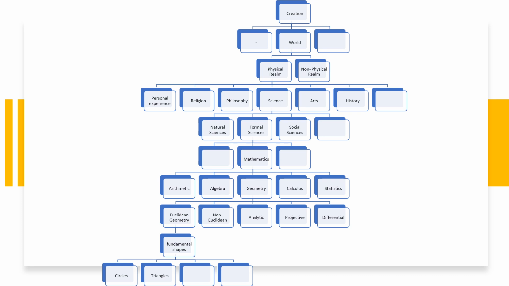Let's focus on geometry now. Geometry can be further classified into Euclidean geometry, non-Euclidean, analytic, projective, differential geometry, and multiple other things, right? Taking Euclidean geometry, it talks about fundamental shapes, for example dots, circles, lines, triangles, spheres, cubes, etc. So the focus of this session is triangles, which I can place under fundamental shapes, which are part of geometry.